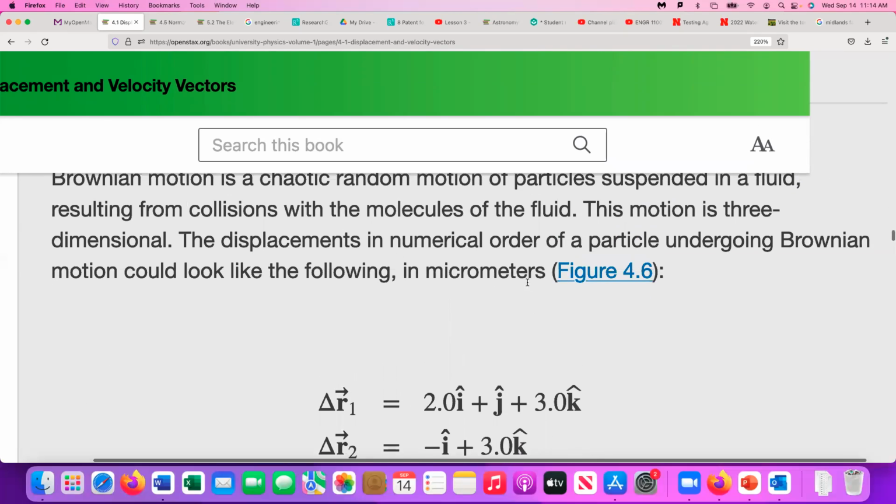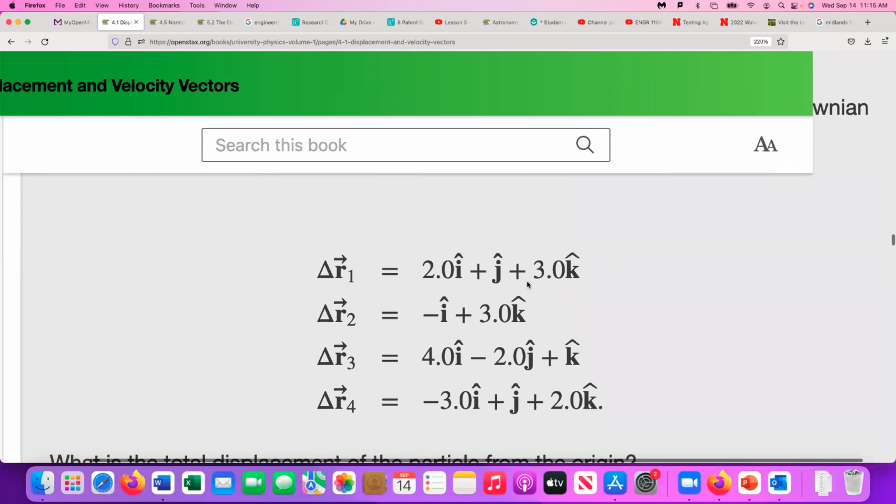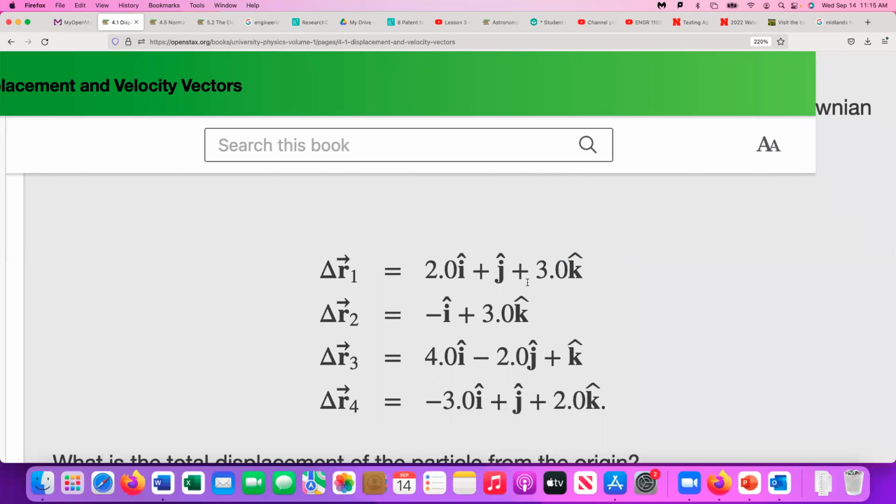Anyway, so here they've got displacements of a particular particle, four different displacements. So these are movements of a particle from one point to another, and they're represented as vectors in component form.